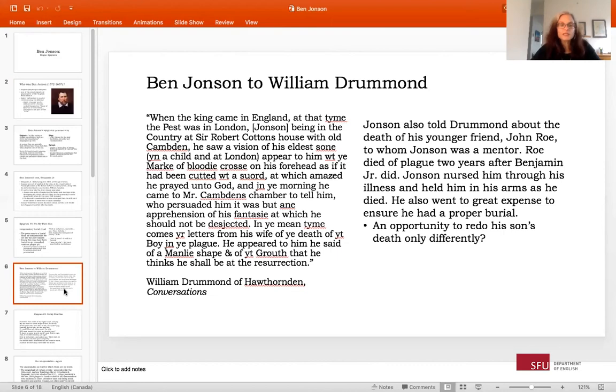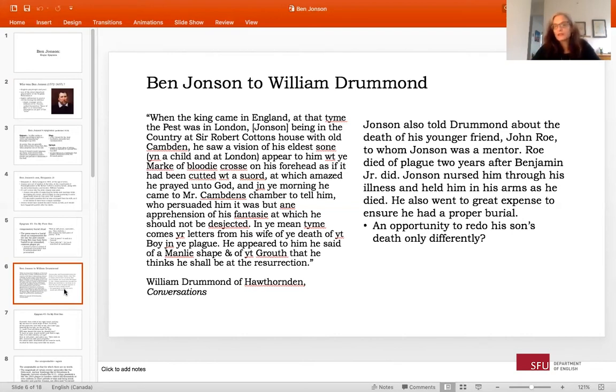Now, it seems like a simple story, but that story was an important one. I think the fact that it was an important one to Johnson tells us something about his response to his son's death from plague. I think we can see Rowe as a kind of second Benjamin, a second son who dies of plague. I think we can see a kind of repetition here, that Johnson sees John Rowe as a kind of second son and treats him as such.